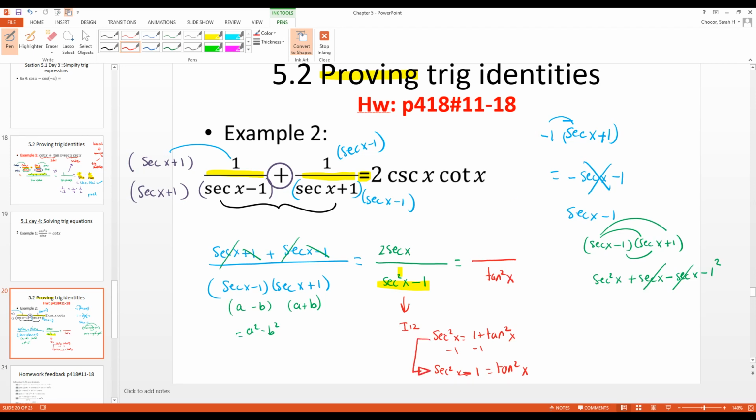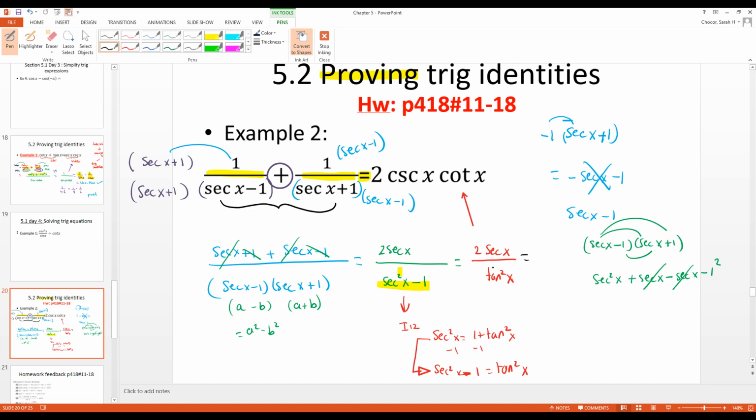I know that secant squared is 1 plus tan squared, but I don't need this. I need secant squared minus 1. So I changed it a bit until it fits what I need. Now we have 2 secant x over tangent squared. I compare it to where I'm heading, and it still does not look exactly the same. So let's see what we could do here with our algebra skills.